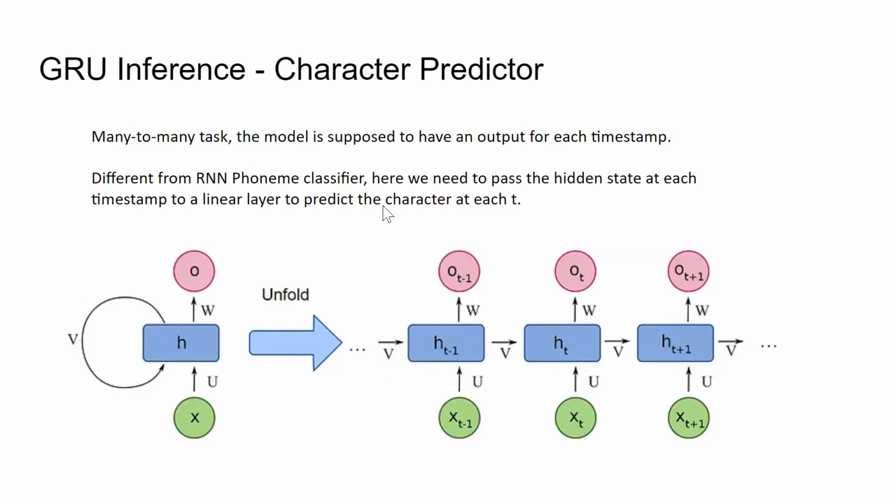Different from the RNN phoneme classifier, here we will want to apply a linear transformation to our hidden states at each time step to predict the character at each time step t. And we also want to record the hidden state of the current time step to feed into the calculation of the next hidden state during our loop.